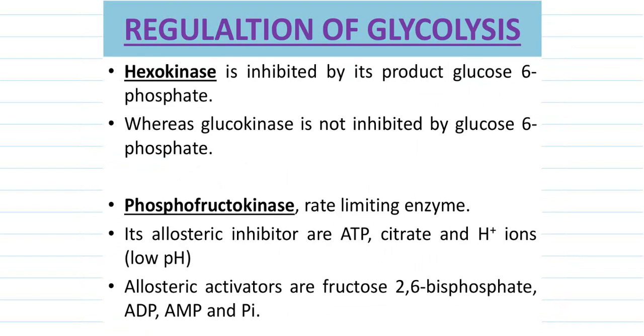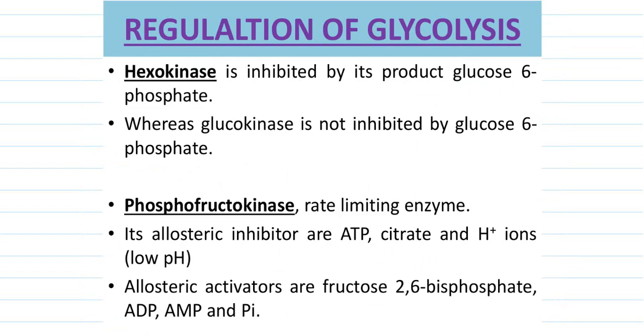Another enzyme involved in an irreversible step is phosphofructokinase. This is also considered a rate limiting enzyme. So it's an allosteric enzyme. It is inhibited when there is a presence of ATP, citrate, which is also a potent inhibitor of glycolysis, and hydrogen ion or low pH. In that condition, phosphofructokinase is inhibited, whereas phosphofructokinase is activated when there is a presence of fructose 2,6-bisphosphate, adenosine diphosphate, adenosine monophosphate, or inorganic phosphate.